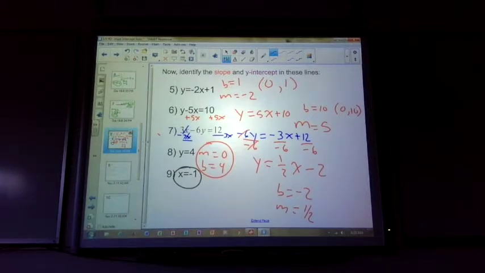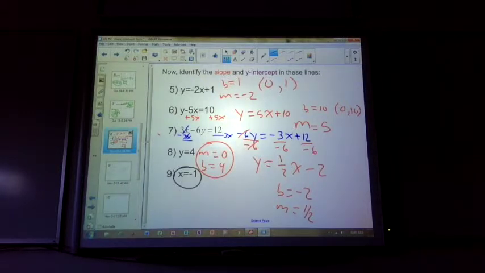Ready? Vertical starts with what letter? V. What letter is really close to V? W. Go the other way. X. Go the other way. U. Vertical, and then the letter next to it is U. In math, U stands for undefined. U and V are right next to each other in the alphabet. So vertical lines have undefined slopes.